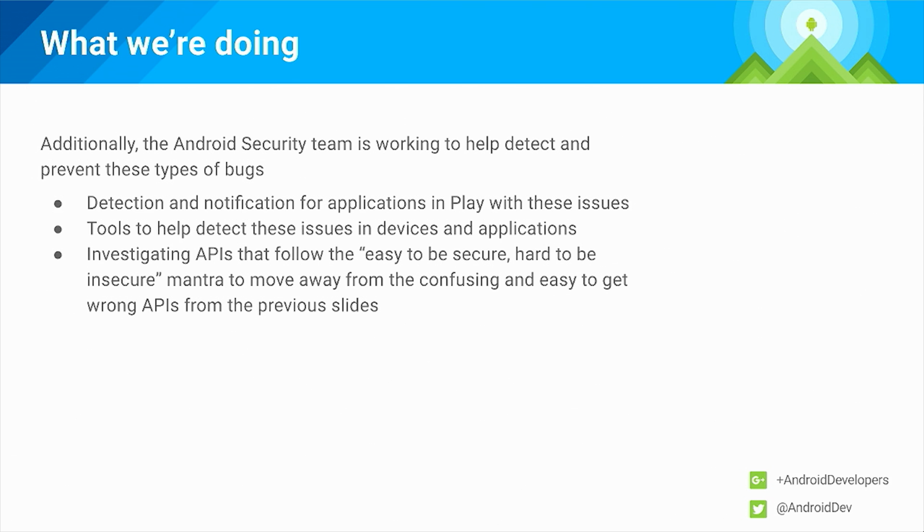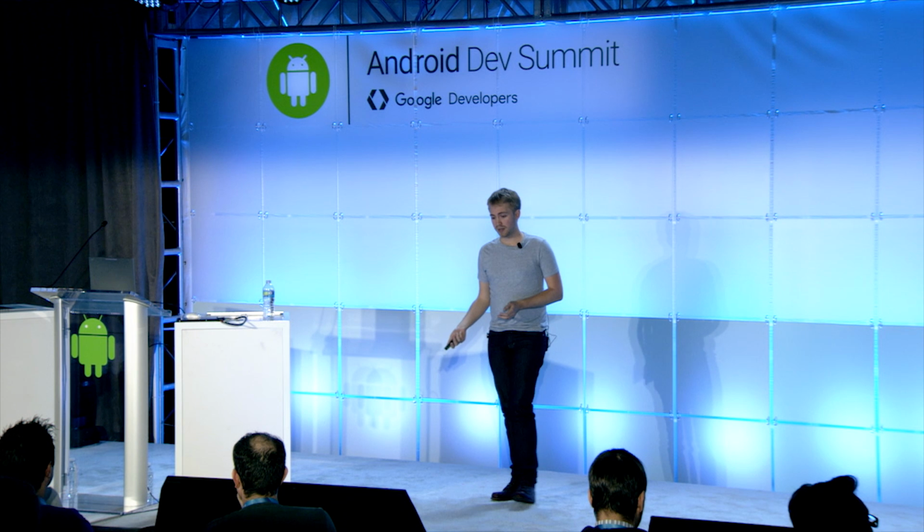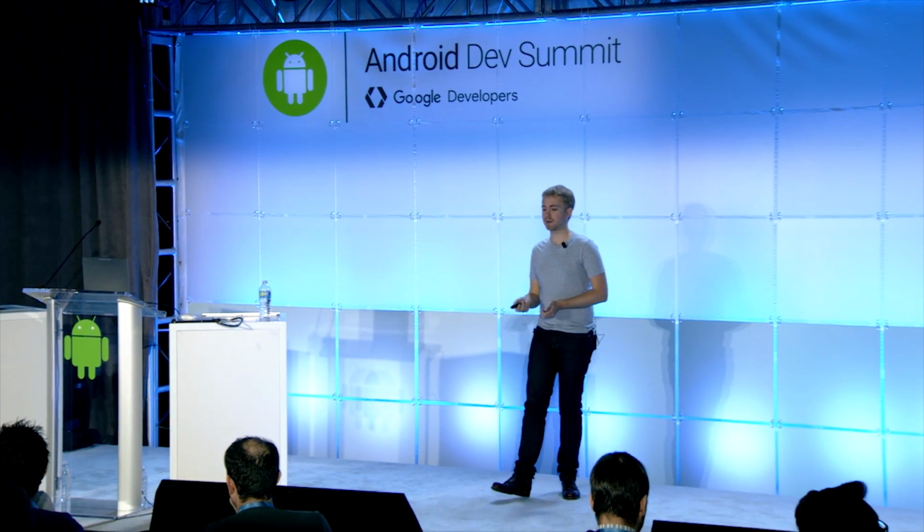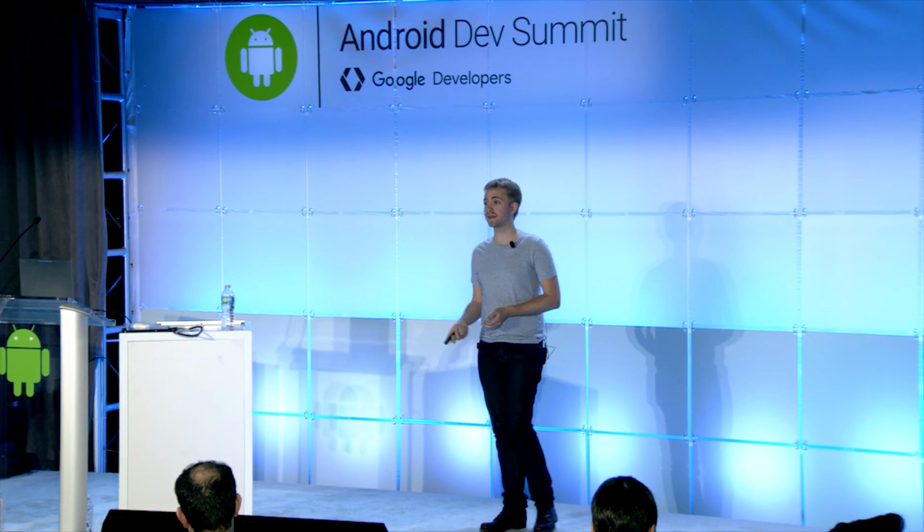Not just for these bugs, but for actually a whole slew of security issues. Next up, this is what I spend a lot of time doing: tools to find these issues in applications and in generic devices. There was, unfortunately, a complete lack of tools to do this when I started, so I built one. And finally, investigating APIs that make it harder to do things wrong.